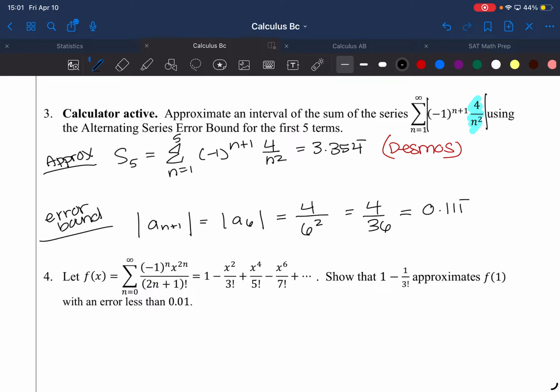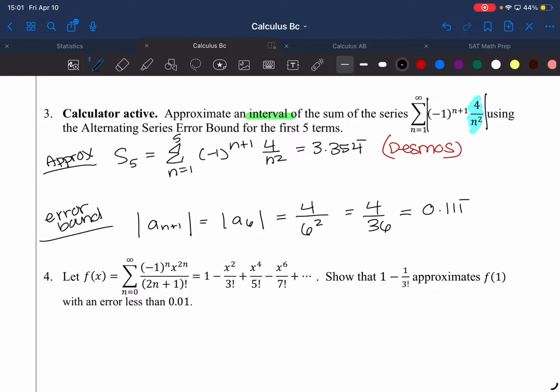Okay, so for these type of problems, you need the approximation and you need an error bound. And what it wants us to create is an interval. Since we already have both of these things, in order to create that interval, that would be us adding a value and subtracting the value. And that means S, the actual sum of the series, is going to be between those two values.